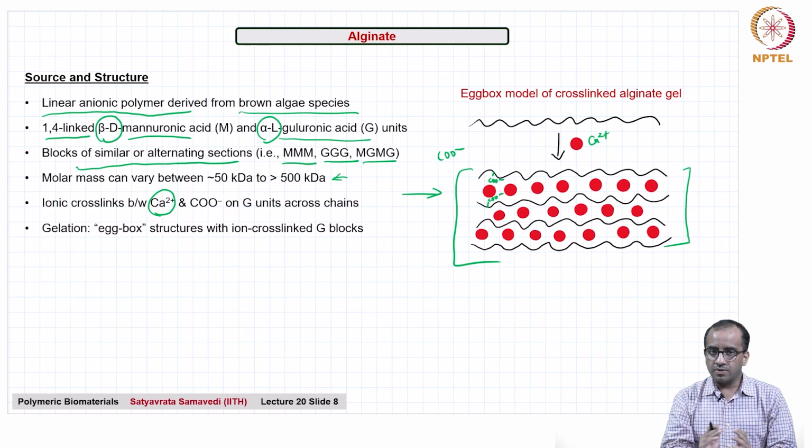Calcium also has been postulated to bind more than just the two COO minus groups. It can also coordinate between the oxygens on the hydroxyl groups across chains. So, there are some interesting theories out there for that kind of coordination that calcium can form between hydroxyl groups as well, in addition to the interactions shown here.